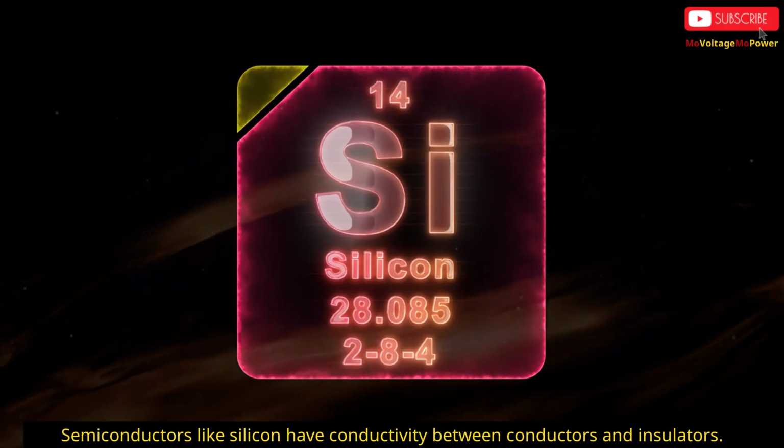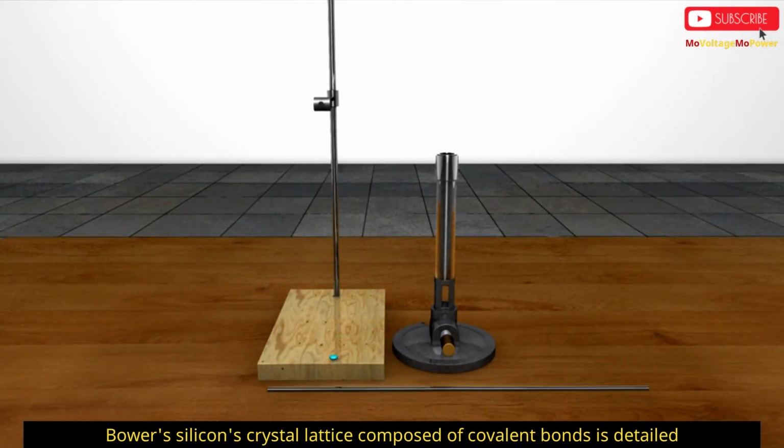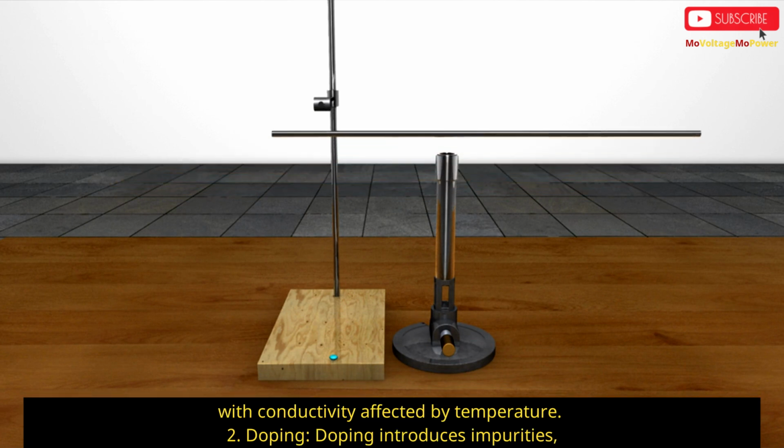Semiconductors, like silicon, have conductivity between conductors and insulators. Silicon's crystal lattice, composed of covalent bonds, is detailed, with conductivity affected by temperature.